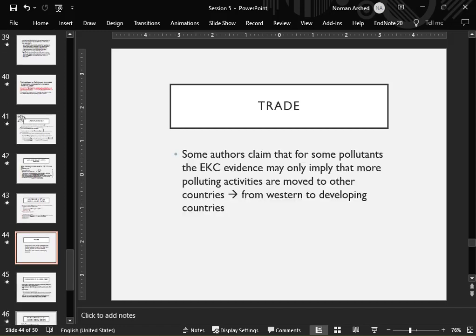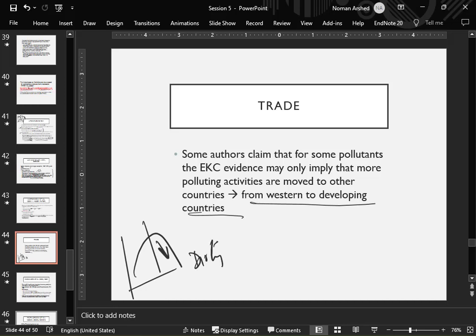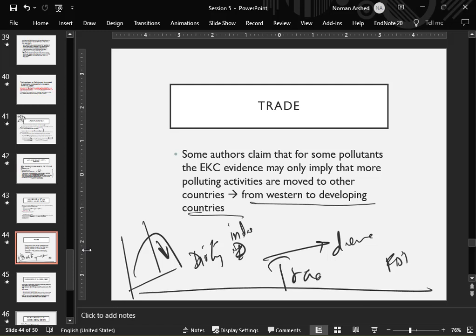Now we talk about the role of trade. Some authors claim that for some pollutants the EKC evidence may only imply that more polluting activities are moved to other countries, from Western to developing countries. It means that rich countries are experiencing the negative region because they have moved their dirty industries to the developing countries in the form of FDI. So they are able to enjoy decoupling, but the developing countries are now facing problems. So this is occurring because of trade.